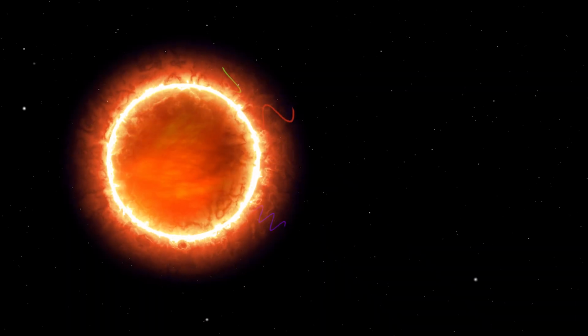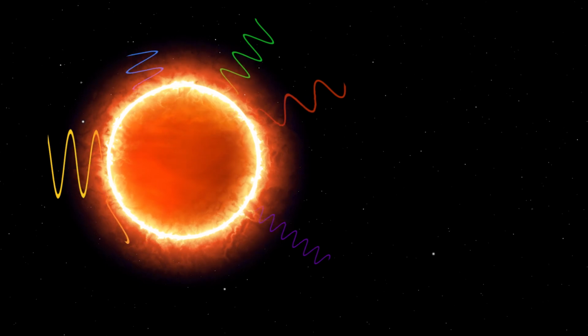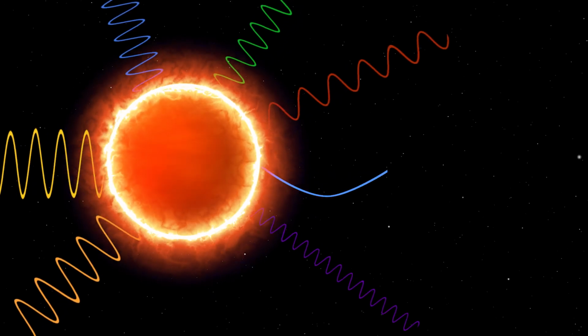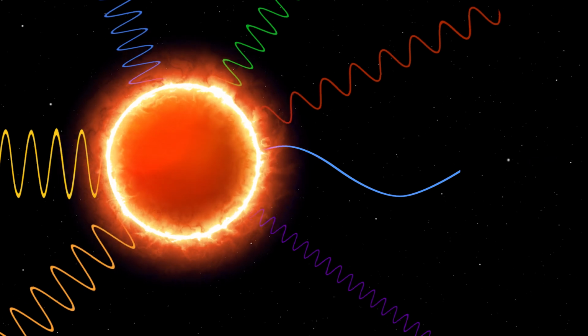The sun sends us heat, light, and ultraviolet rays in a wide range of wavelengths. All of these are important to sustain life on the planet, including us.